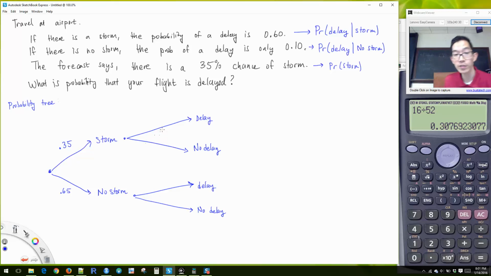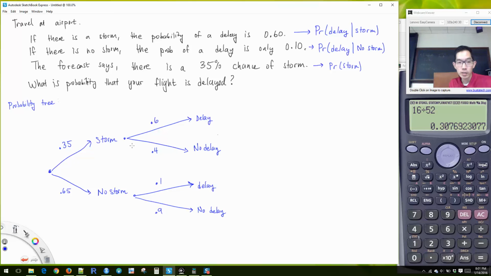If there is a storm, what's the probability we go down the delay path? 0.6. So what's the probability that goes over here? 0.4. If there's no storm, what's the probability I go down the delay path? 0.1, which means the probability that I go down this path would be 0.9.